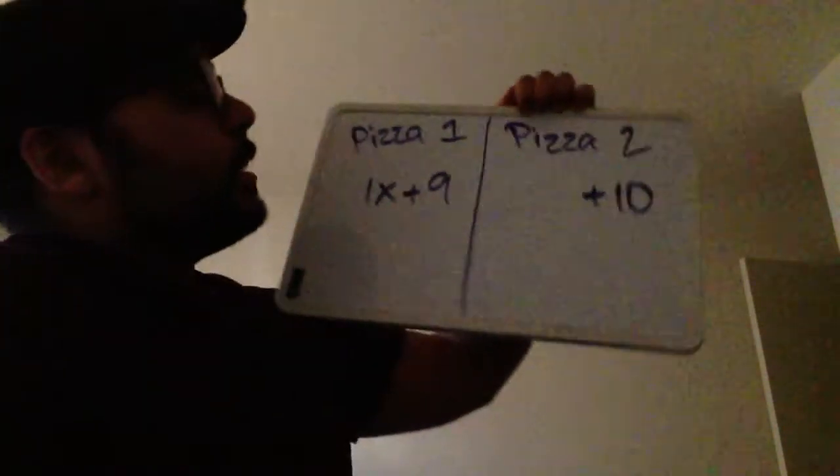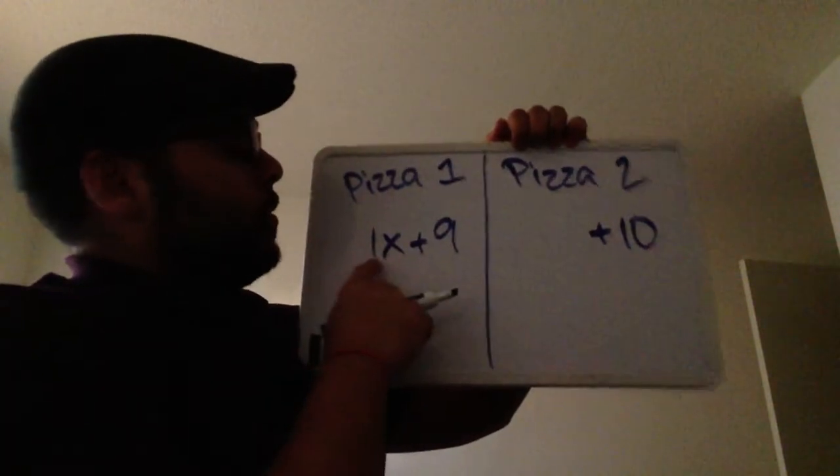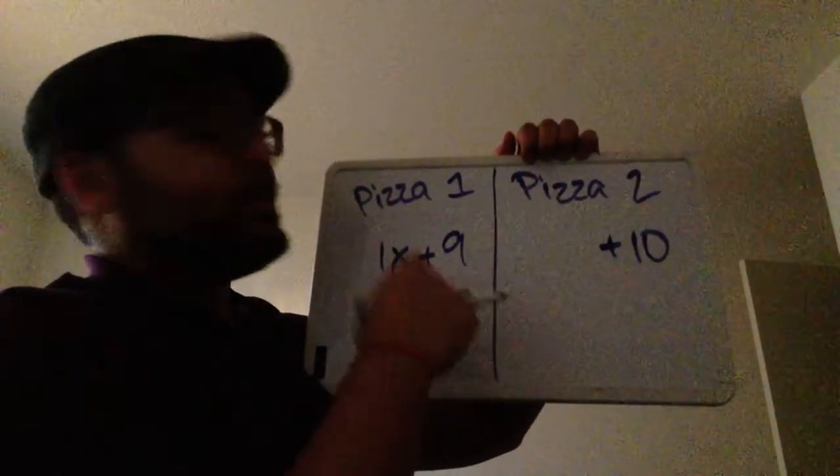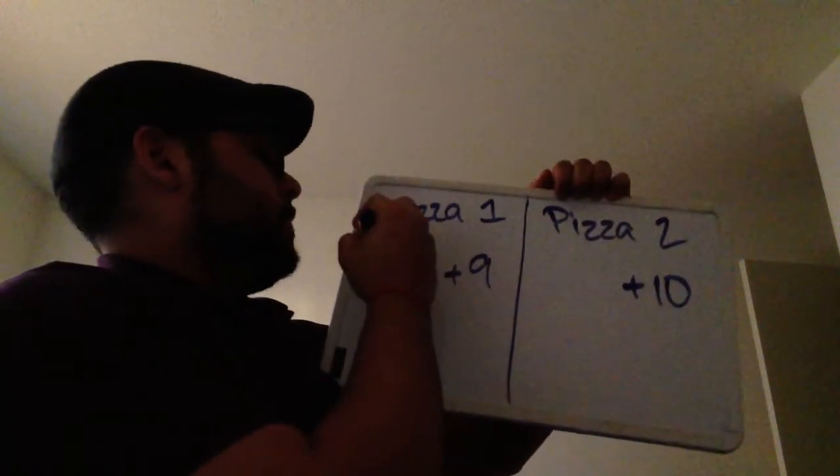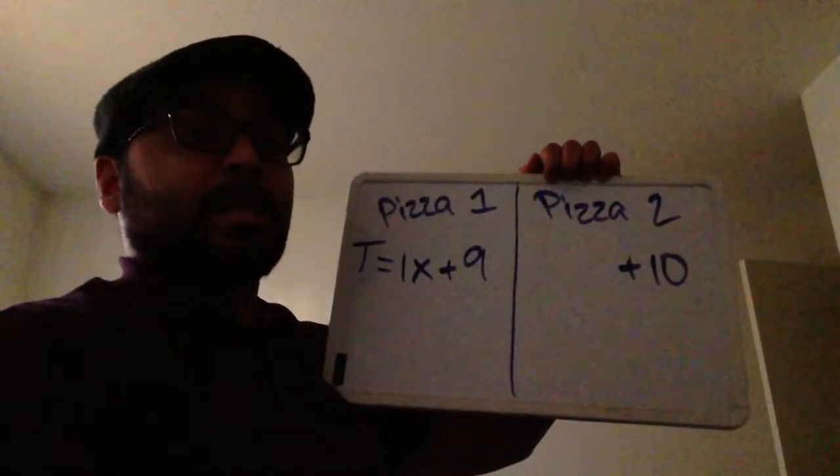Now, here's where the difference comes in. Pizza place number 1 charges $1 per topping. Now remember I told you, if you hear the per, that means that's where your variable is going to go. Per topping. So $1 per topping, you could say is $1, 1x. Let's take a look at this together. Pizza 1, $1 per topping, plus the initial value, which is 9. And this is all going to equal the total cost at pizza place number 1.